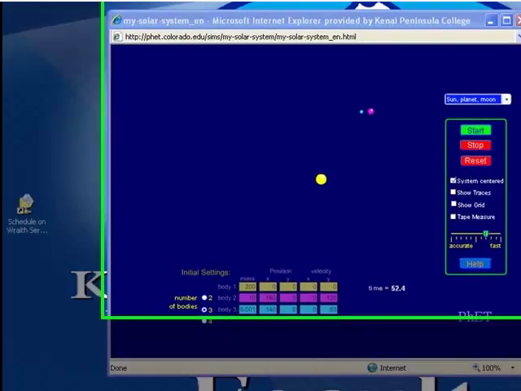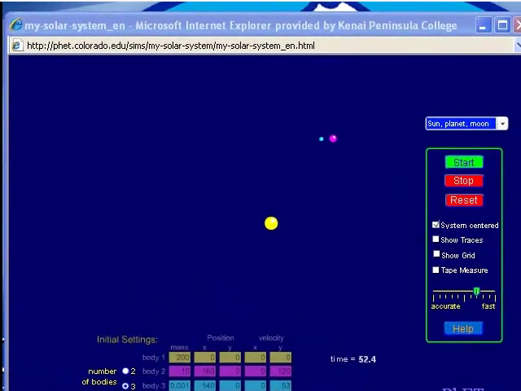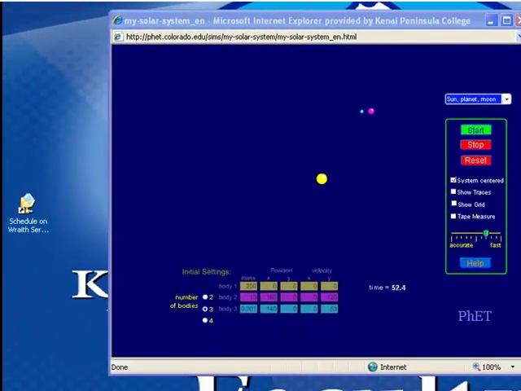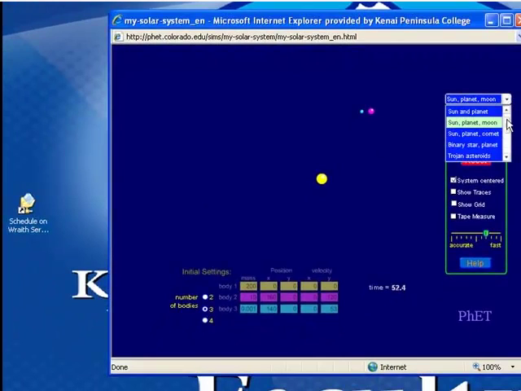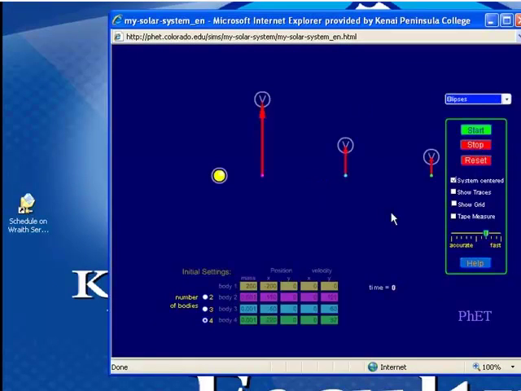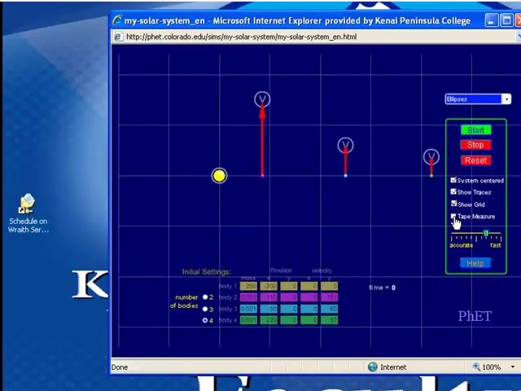Okay, I'm going to do one more example, which is the last one, the one with the ellipses. Second to the last one. It says check the show traces, show grid, and tape measure. Show traces, show grid, tape measure. Let it run the way it is.